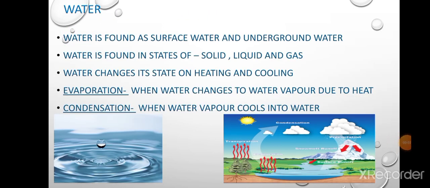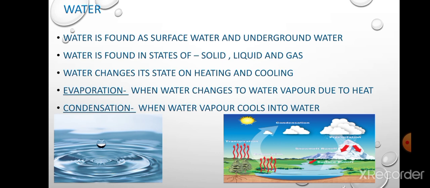Water. Now we'll see about water. On the earth, water is found either as surface water, that is in ponds, puddles, rivers, lakes, ocean, or it's found as underground water. So water is found as either surface water or underground water. Underground water can be taken out by digging wells or using hand pumps.